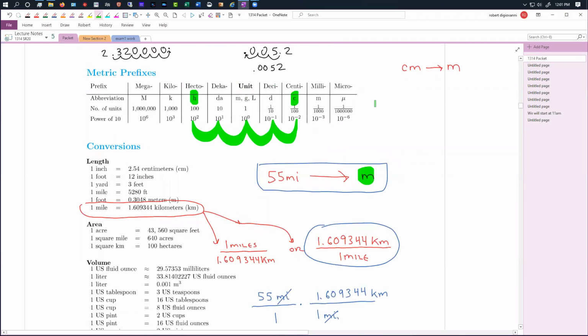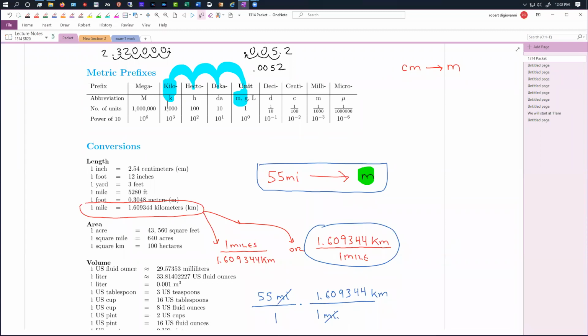This is where we go to our chart, right? So we want to go from kilometers to meters. So what are we going to do to our answer that we have so far? 3 places to the right. 3 places to the right. Yep. 3 places to the right.